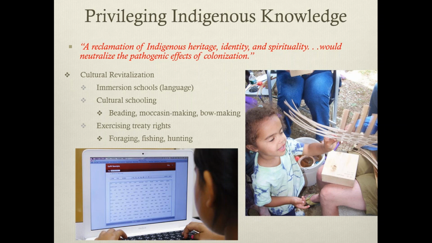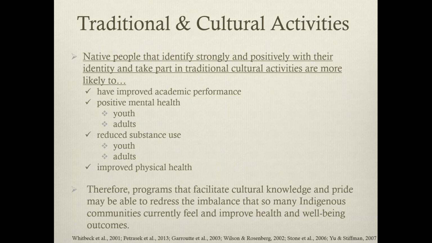Some examples are language immersion schools, cultural schooling, like feeding, bow making, moccasin making, exercising treaty rights, like foraging, fishing, hunting, deer camp. It's time for deer camp right now. And one person said the reclamation of Indigenous heritage, identity, and spirituality would neutralize the pathogenic effects of colonization. So what do we know about how important this is for our health? Native people that identify strongly and positively with their identity and take part in traditional cultural activities are more likely to have improved academic performance, positive mental health, reduced substance use. That's in both studies for youth and adults, and improved physical health. So these programs that facilitate cultural knowledge and pride might be able to redress the imbalance that so many Native communities feel and improve health and well-being.